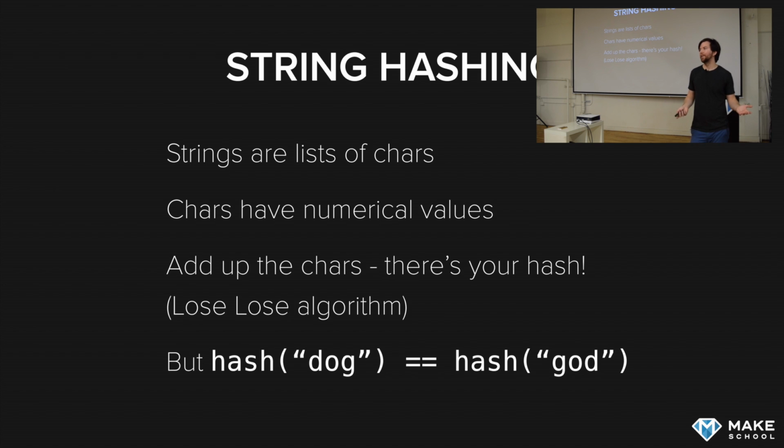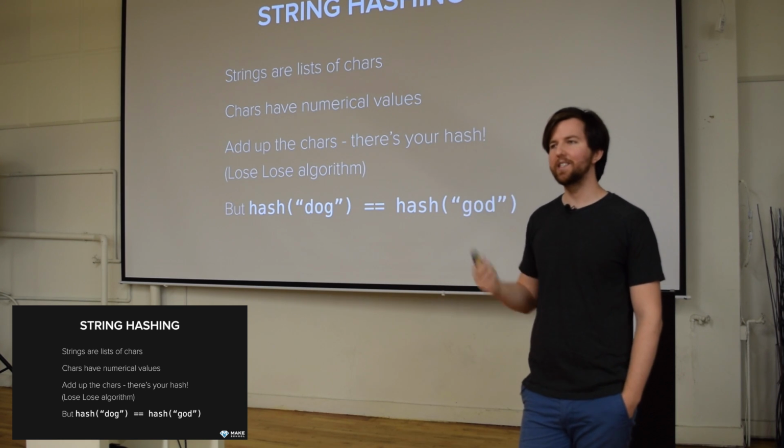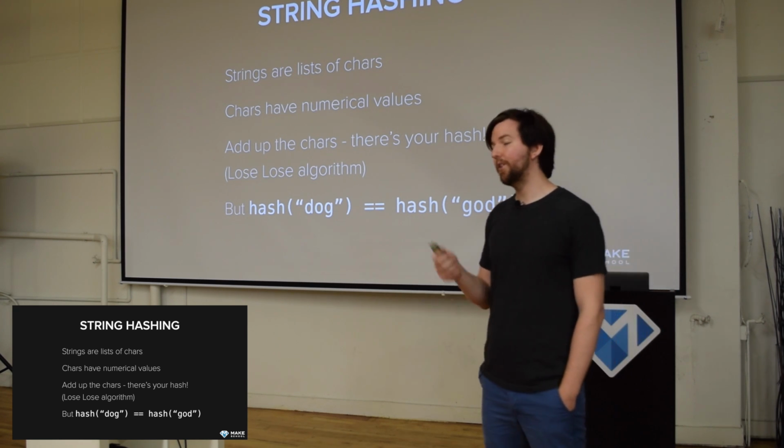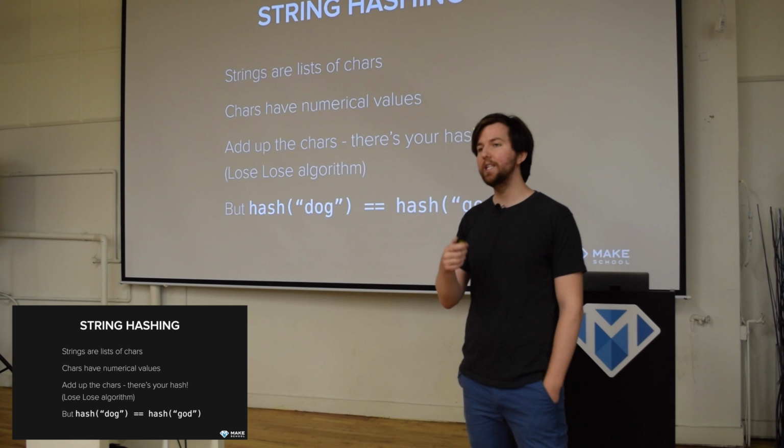There's our hash. Yes, Ignat? So would God. So would God. But dog is the same as God. And now we don't know what to think, because our gods are dogs and our dogs are gods and everything is wrong with life. So that's why this hashing algorithm is called the lose-lose algorithm. It's like the worst string algorithm you can do, but it's also the simplest, and you can kind of understand conceptually what's happening.